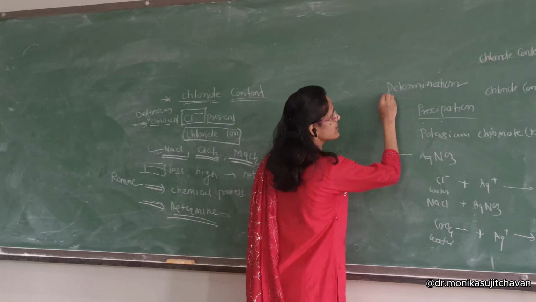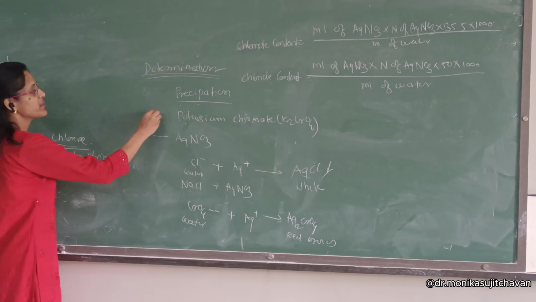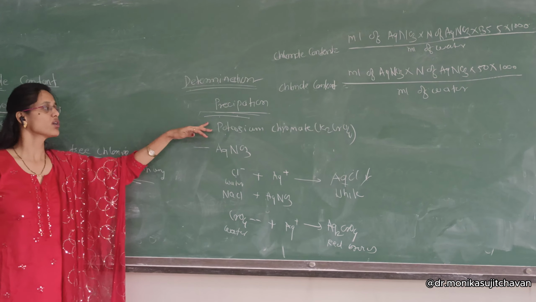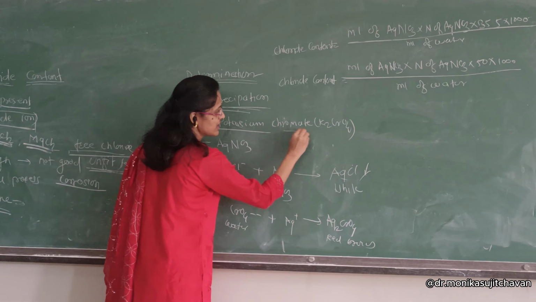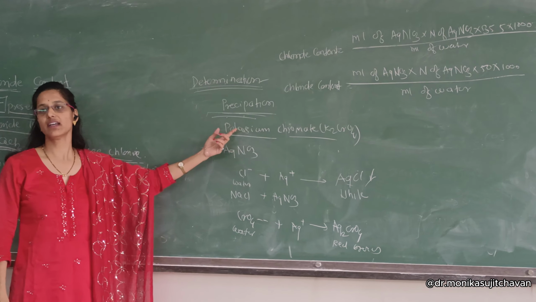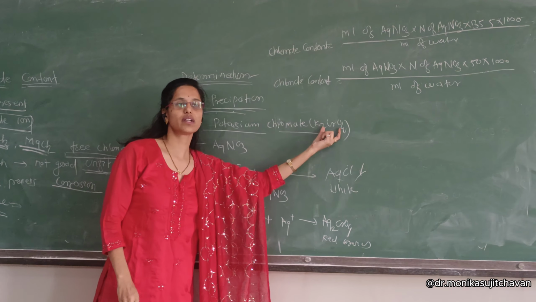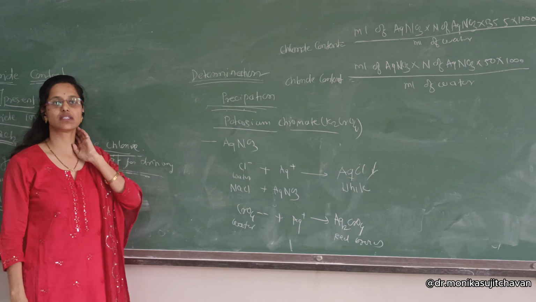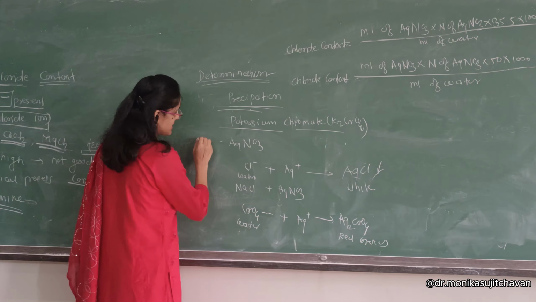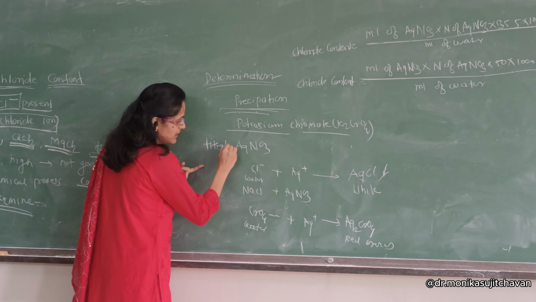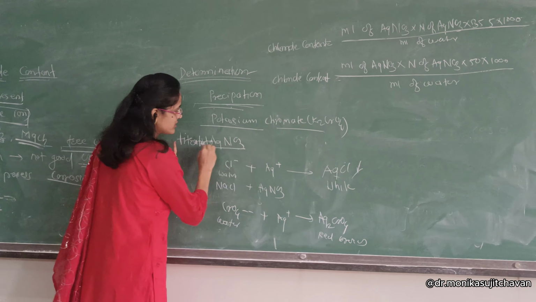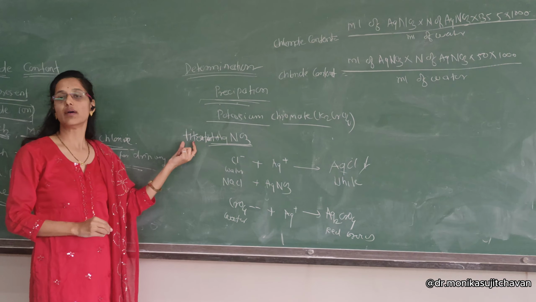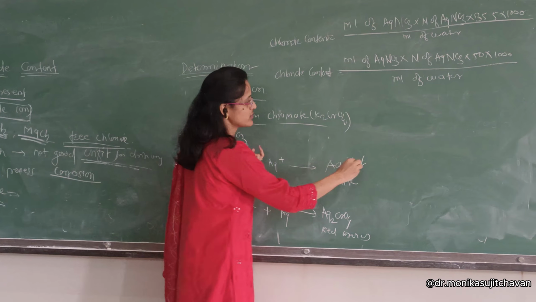Chloride content can be determined by using precipitation titration. For precipitation titration we use potassium chromate, K2CrO4, as an indicator. In precipitation titration, the water sample is titrated with AgNO3. So the titrant used while determining chloride content is AgNO3.